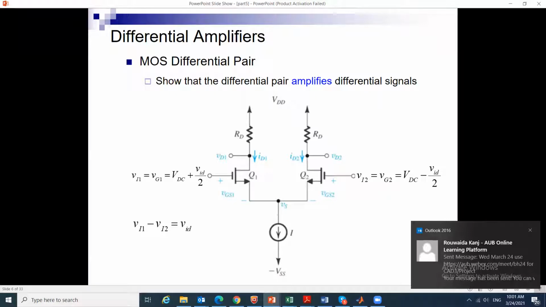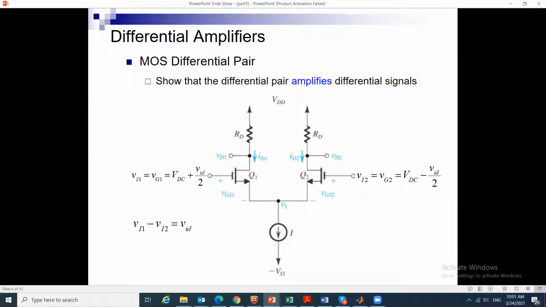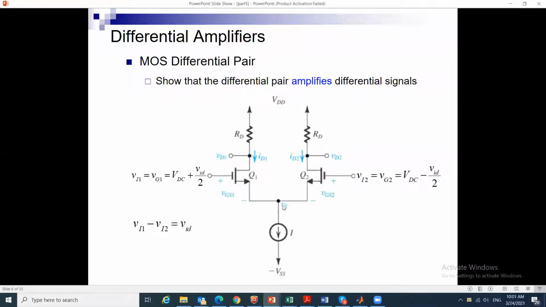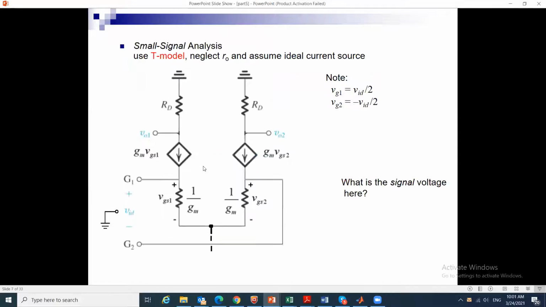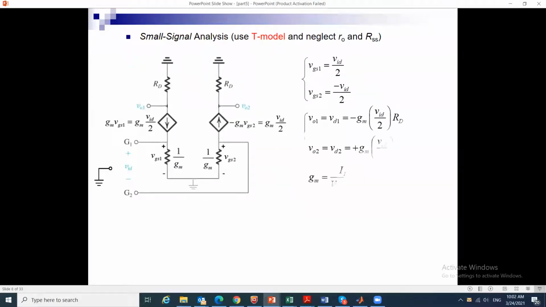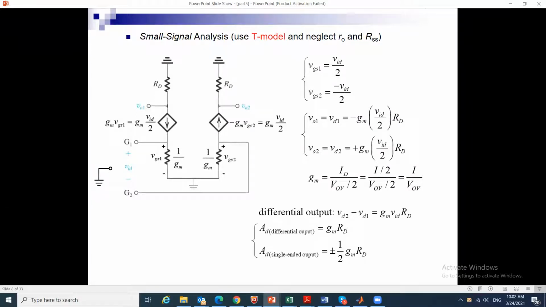If I have the point S here, it is a virtual ground, and I have VID over 2 here and minus VID over 2 here. This can act as a half circuit, as a common source with input VID over 2, and accordingly, after we derived the whole thing, we talked about the half circuit concept. We introduced last time two concepts.